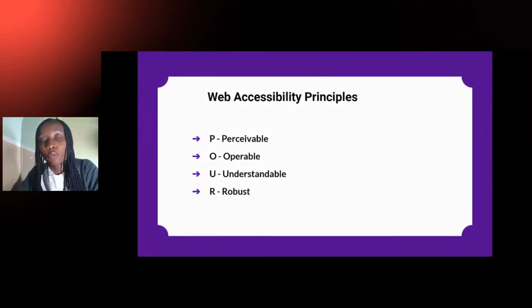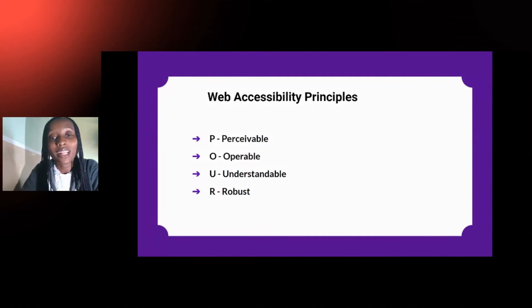Okay, R for robust. Making your site robust means it being compatible across all platforms, devices, and browsers, because we can't really predict which browser or platform our user will be using to view your application. So you have to put that in mind when building. Because there is a wide range of technologies to consider, it's important that you consider your web application being robust. So these are the 4 important web accessibility principles we have to consider when building your application.